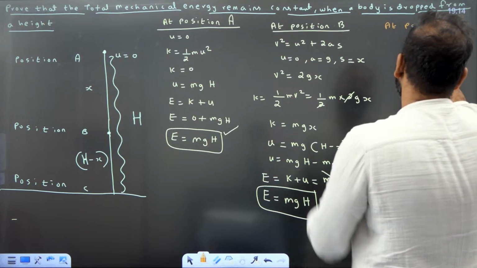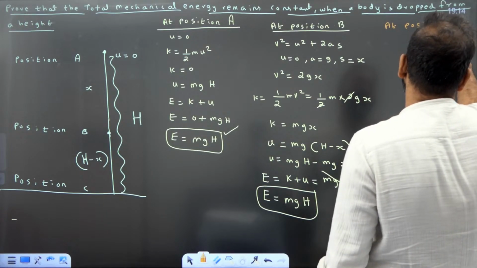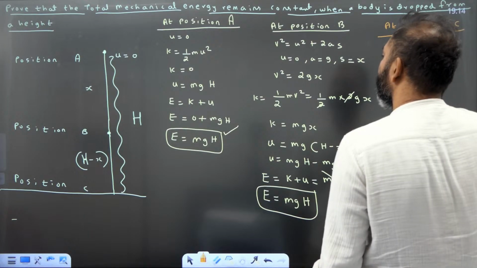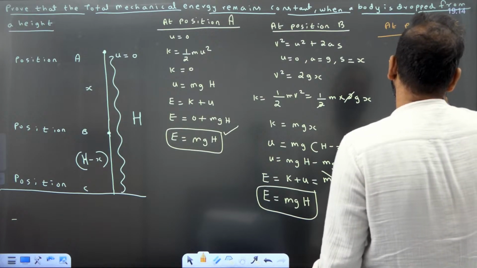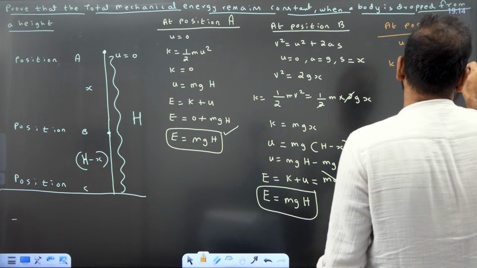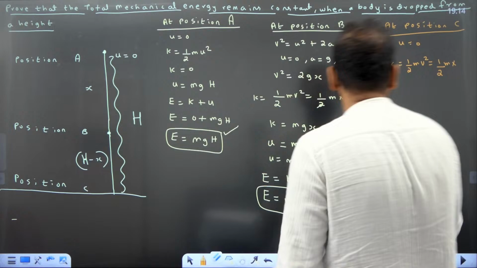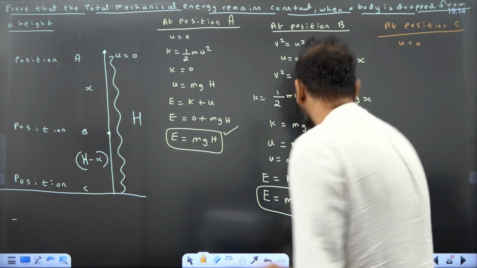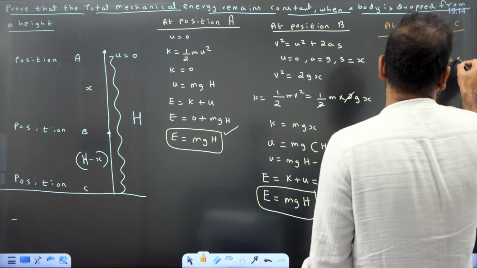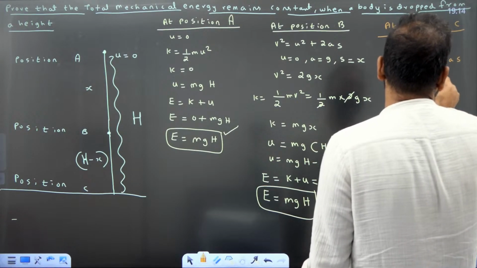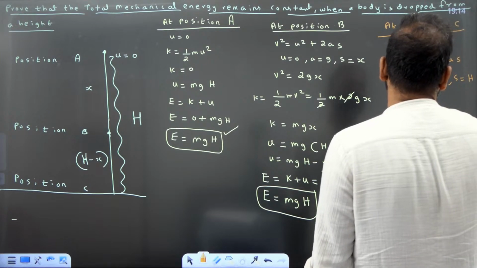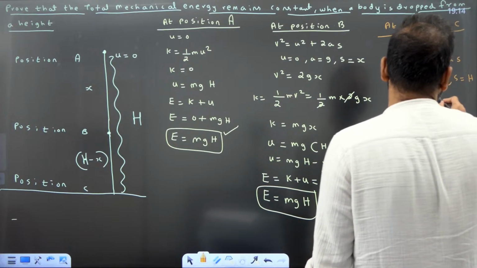At position C, potential energy is what? 0. Kinetic energy is equal to half mv square. I will explain in detail. So v square equal to what? U square plus 2as. Since the body is dropped from a height, initial velocity is 0. A equal to g, displacement is equal to h. So v square equal to 2gh.